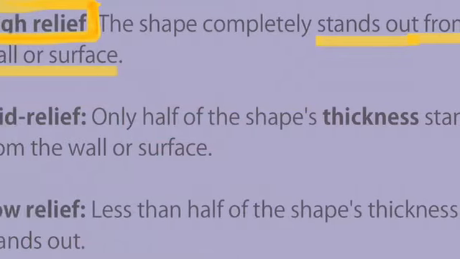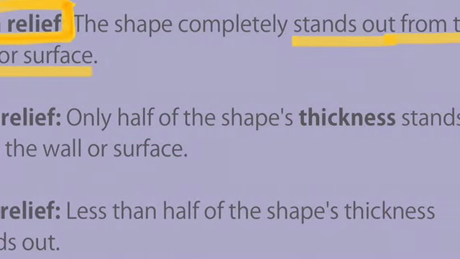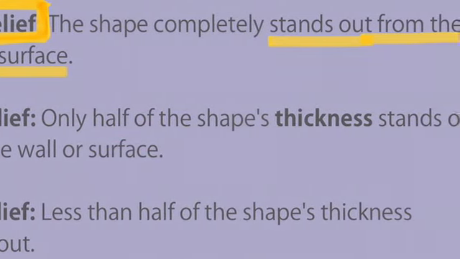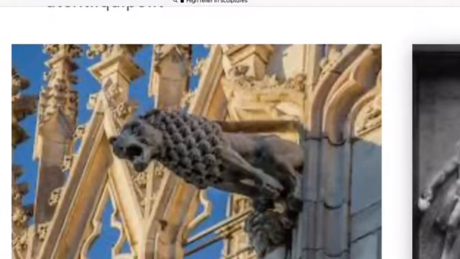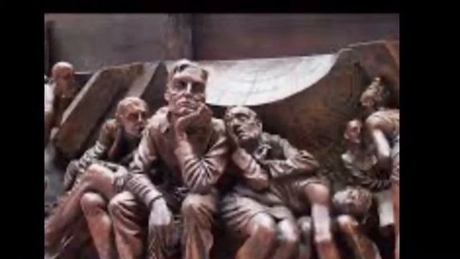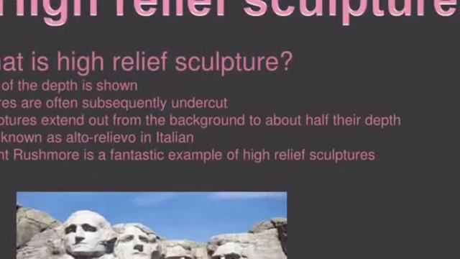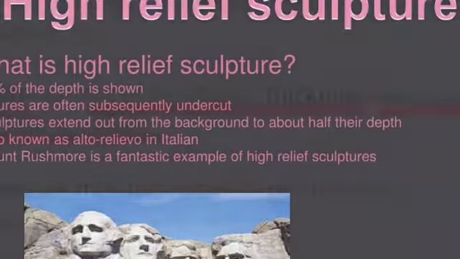The first one is the high relief. It is when the shape completely stands out from the surface or from the wall. If you can look at these examples, you can see that the sculptures are completely outside of the walls.